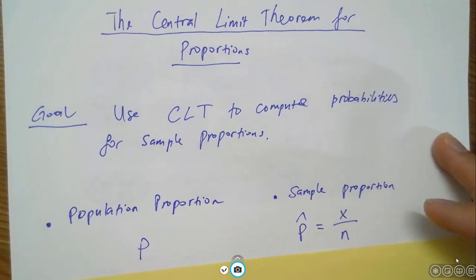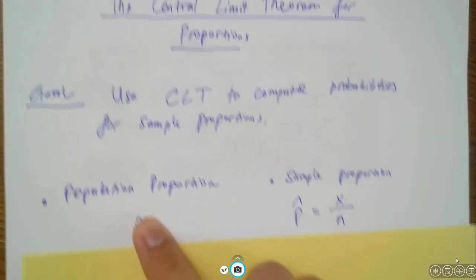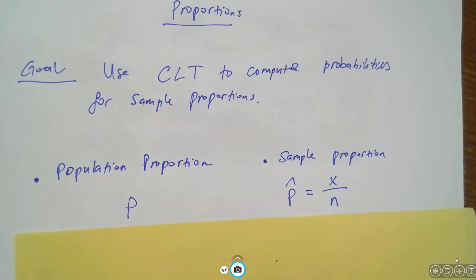We use the notation, the small letter p, to represent the population proportion. And we use the symbol p hat, p with the hat notation, as a ratio of the x over the sample size n to represent the sample proportion. So let's say, for example, you want to know the proportion of the people in your city who own a dog.